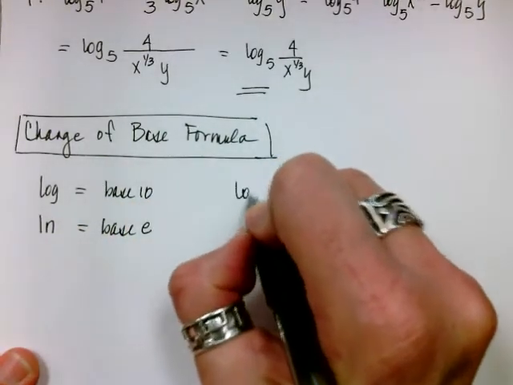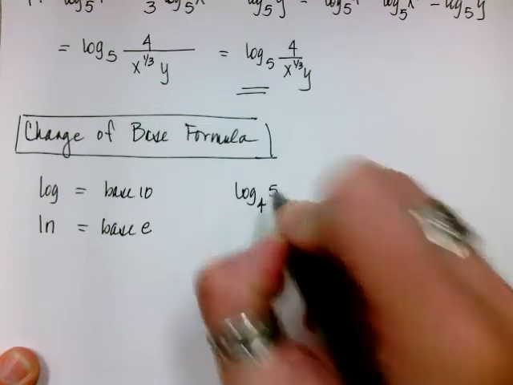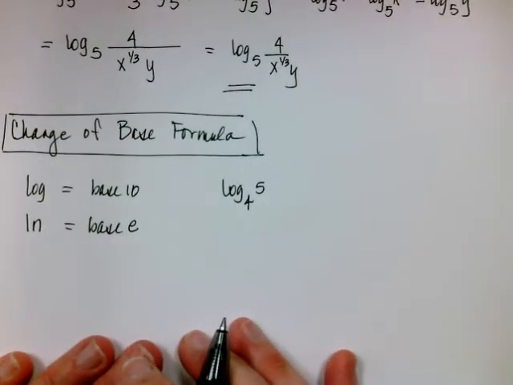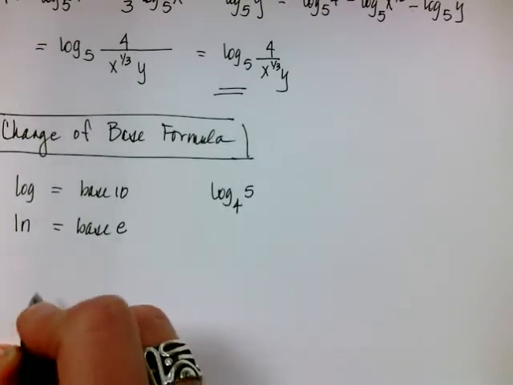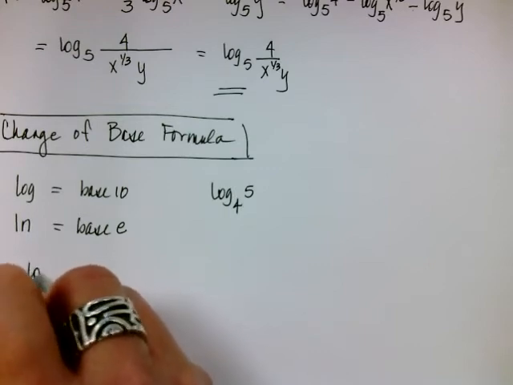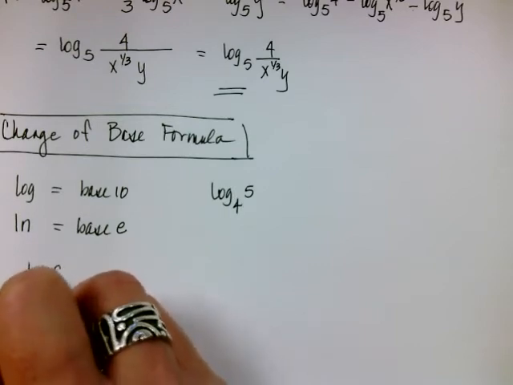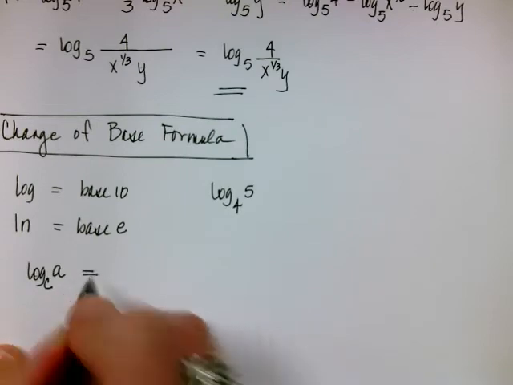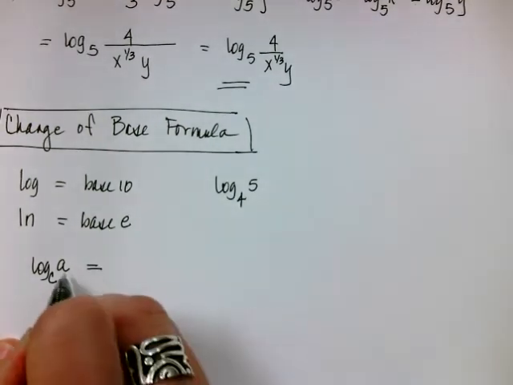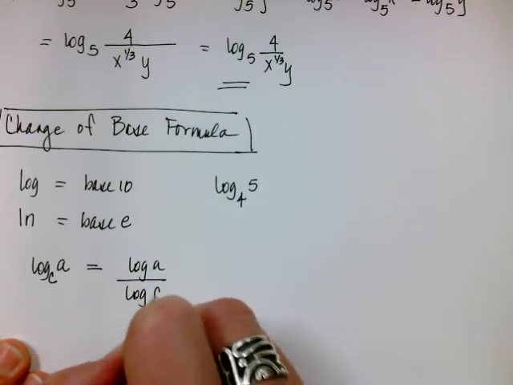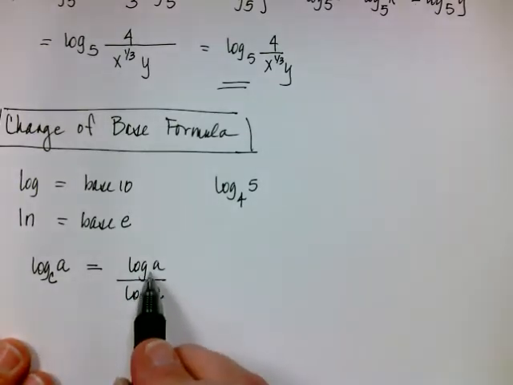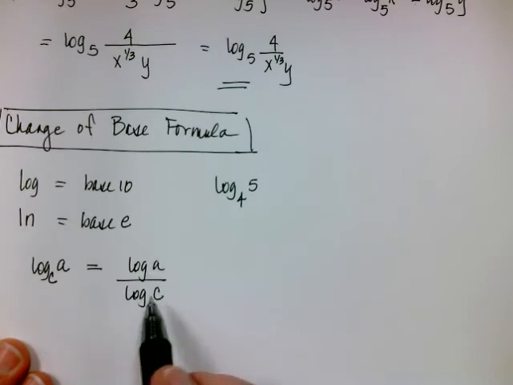But what if I have something like this, the log base 4 of 5? I can't do that in my calculator, but I can use the change of base formula to help me put that in my calculator. So let me show you what the change of base is. It says if I have a log with a base that's not 10 or e, I can rewrite this expression as the log of a over the log of c, which means I chose a common base for both of them, and this one I chose 10.